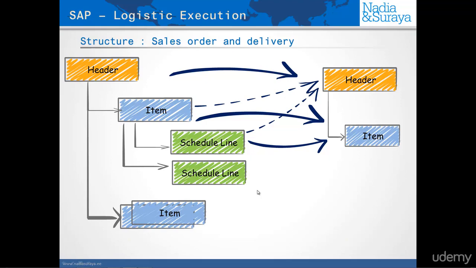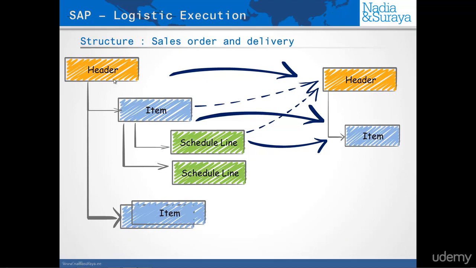And as we mentioned before, the standard outbound delivery is created with reference to a sales order. So what does this actually mean? As you can see on the right hand side, you have the delivery here, and on the left hand side you have the sales order. You have the header of the sales order, and information on the header level of the sales order is copied into the header level of the delivery.